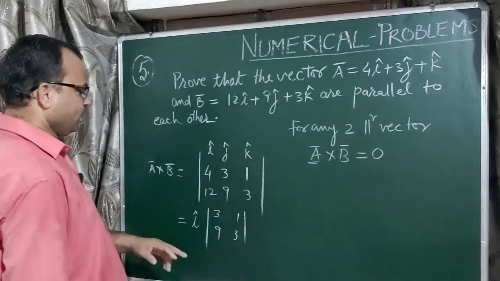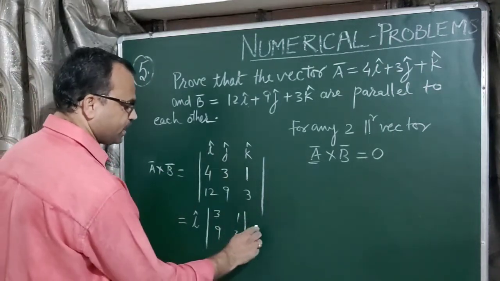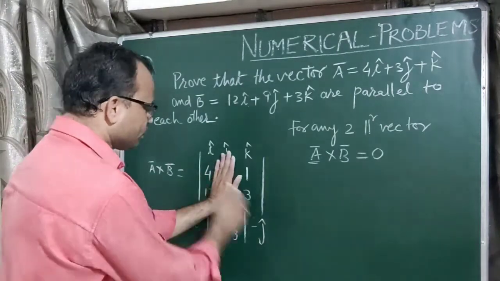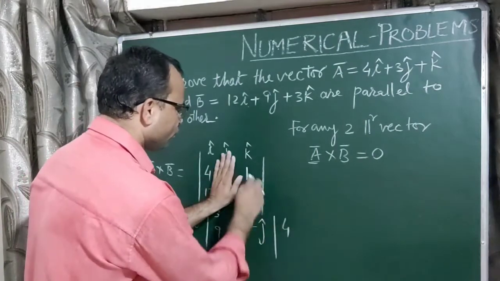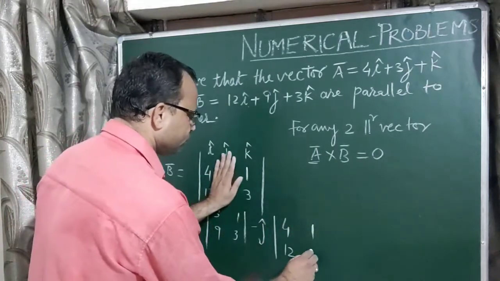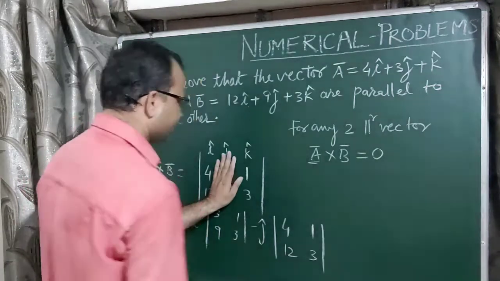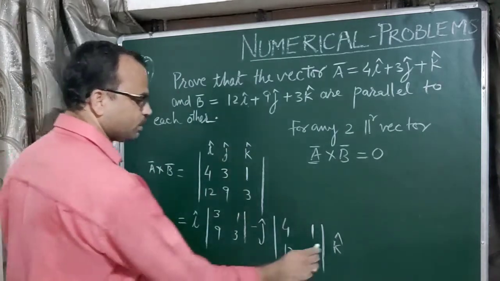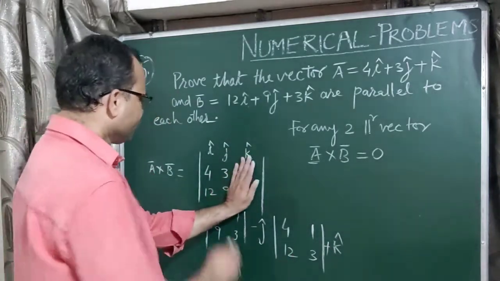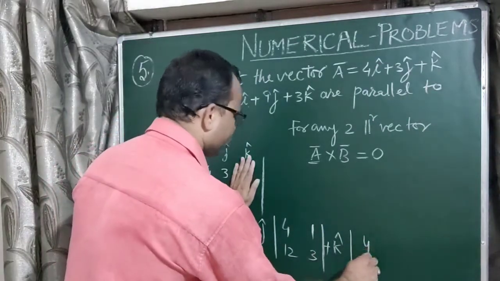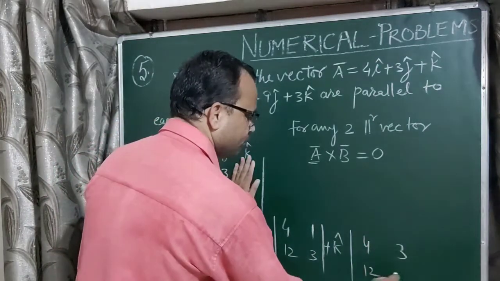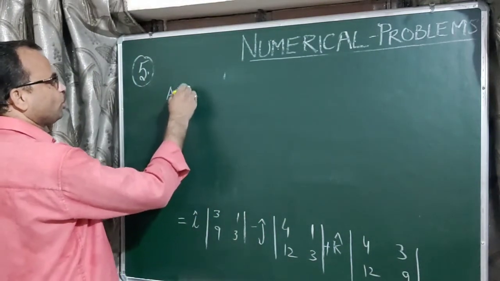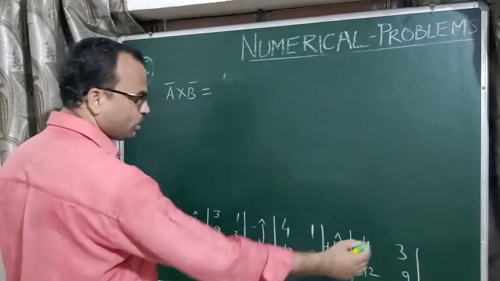Then the second, j, is always negative, so here we write j cap. Now hide the j and write the remaining portion: 4, 1, 12, 3. After that k, because this is positive, so here plus k cap. Now hide the k and write the remaining portion: 4, 3, 12 and 9. Now how can we solve these small matrices?